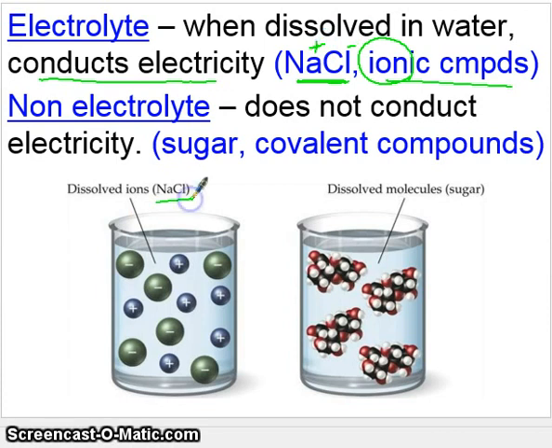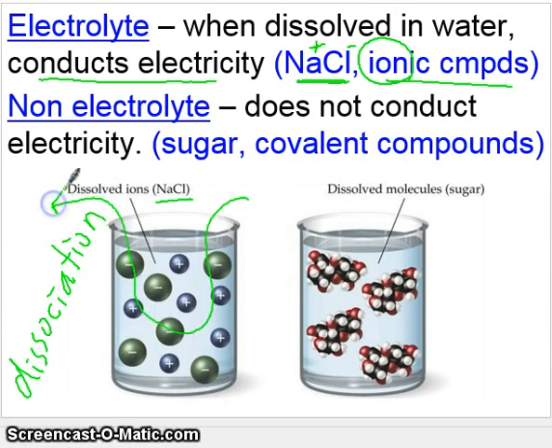So here is a picture of it. The negative and positive ions split up. This is called dissociation. They dissociate, they split apart, and allow electricity to flow through it, essentially. So electrons can flow through this now.